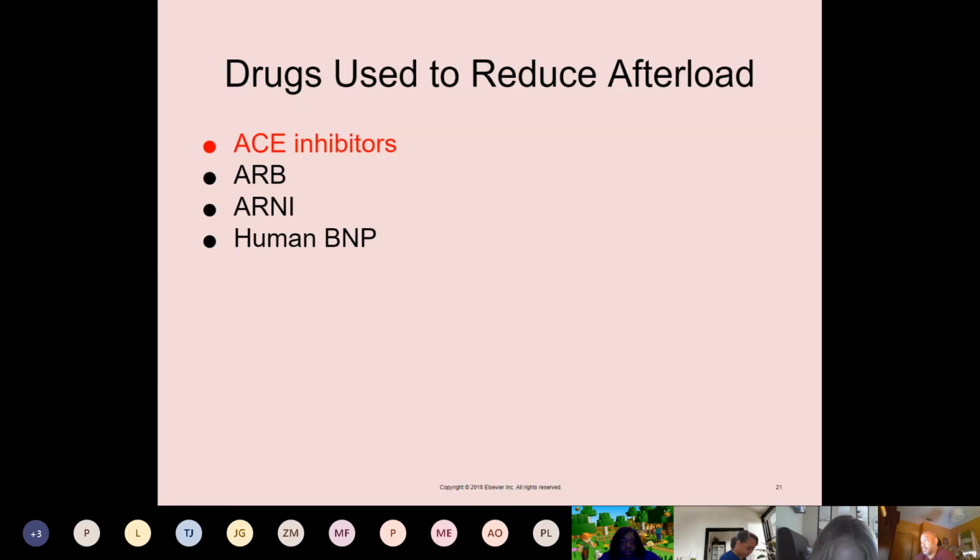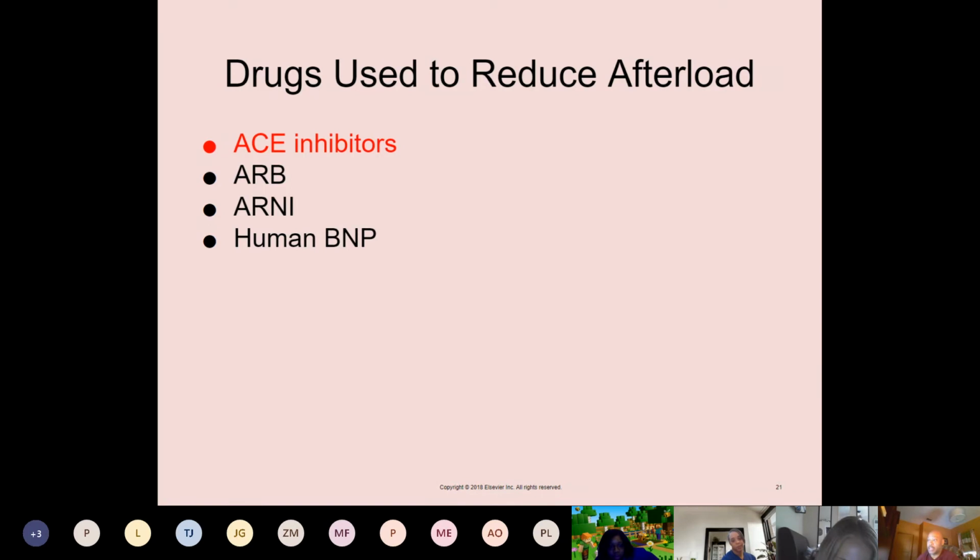This results in arterial dilation. And when the arteries dilate, then your stroke volume increases because it's not going against all that pressure. That's your ACE inhibitor. That's what it does.